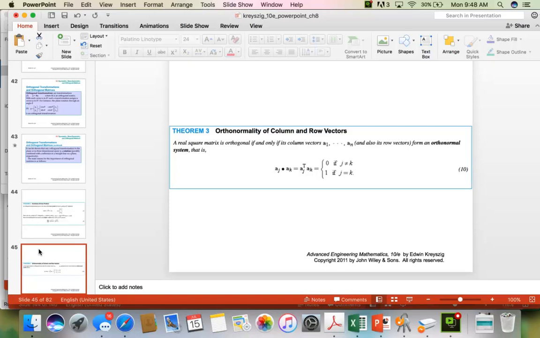Okay, and then finally, we have a theorem relating to orthonormality. A real square matrix is orthogonal if and only if its column vectors and also its row vectors form an orthonormal system. So what that means is that if you have row 1 and row 2 and you take their inner product or their dot product, you will get 0. But if you take row 1 and you take its dot product with itself, you will get 1.